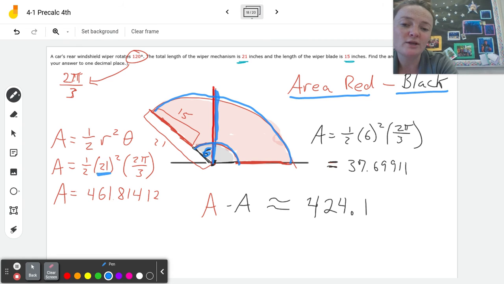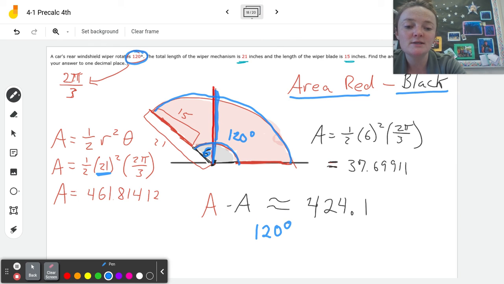We're going to use 21 as the radius because that's the radius of the whole mechanism. And then we're going to multiply by theta. Now note here that we were given 120 degrees. That's how much we rotated. But none of these formulas are set up to use degrees. So I'm going to change 120 degrees into radians. And here's how you do it.